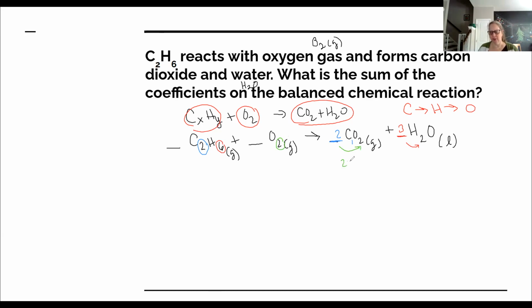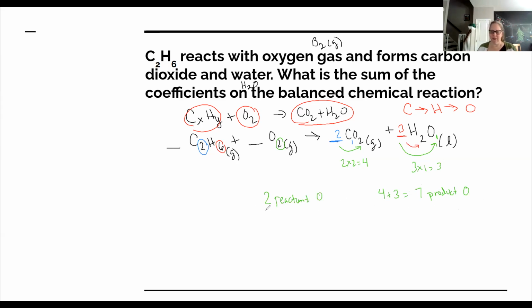I have 2 times 2, or 4 oxygens in carbon dioxide, and 3 times 1. Remember, you don't see it there, it's a 1. 3 times 1, 3 oxygens here. So on my product side, I have 7 product oxygens. On my left side, right now, I only have 2 reactant oxygens. Because of conservation of mass, I know they have to equal.